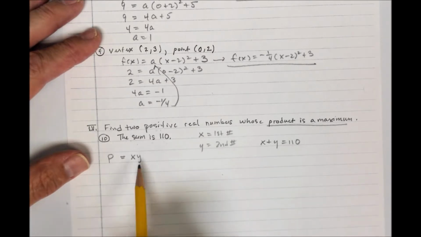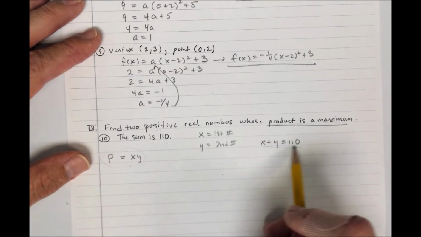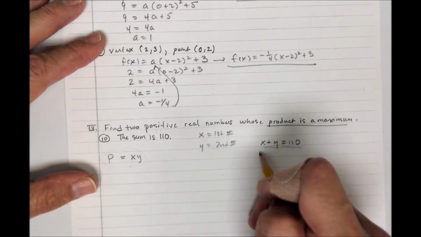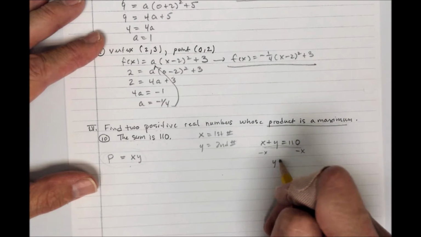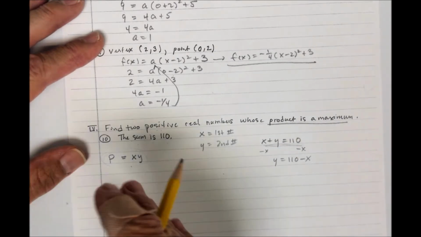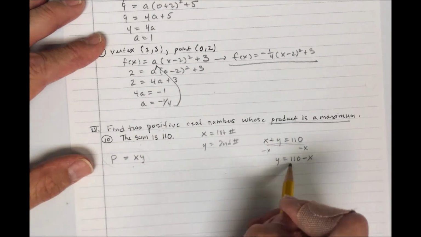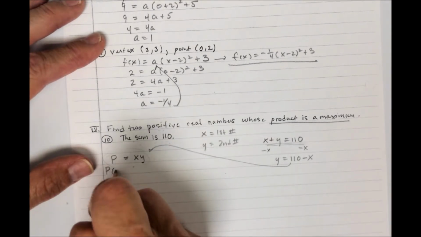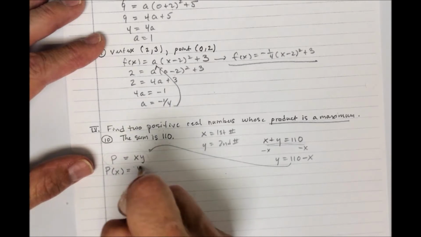So that's one too many variables. I need to either get rid of the x or the y. So this is my primary equation. This is what I'm trying to maximize. So I go to my secondary equation that already has x and y related, and I'll subtract x from both sides. I get y equals 110 minus x. Boom. So in for y, I'm going to replace it with 110 minus x. So I'm going to, in fact, call this P of x, because now everything's in terms of x.